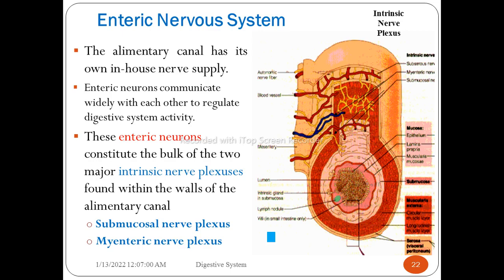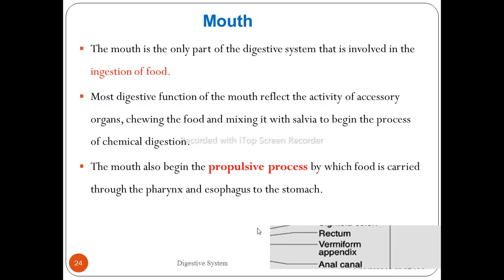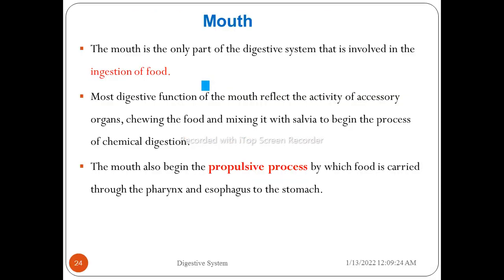The other topic is organs of the digestive system. Now we are going to the organs of the digestive system. Organs of the digestive system start with the mouth. So now we are beginning with the mouth.